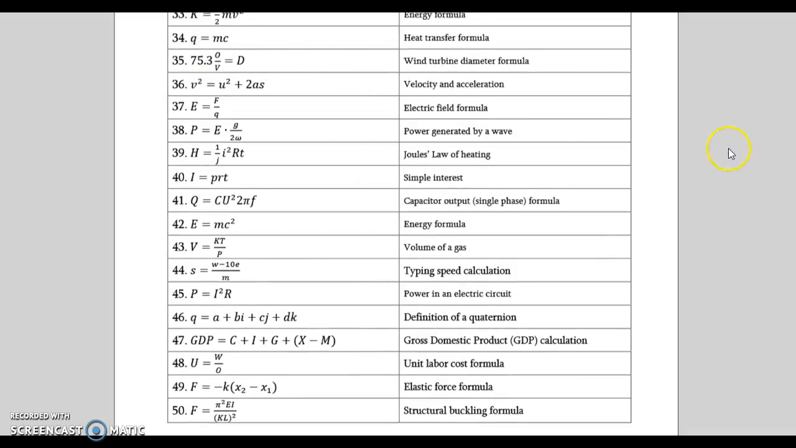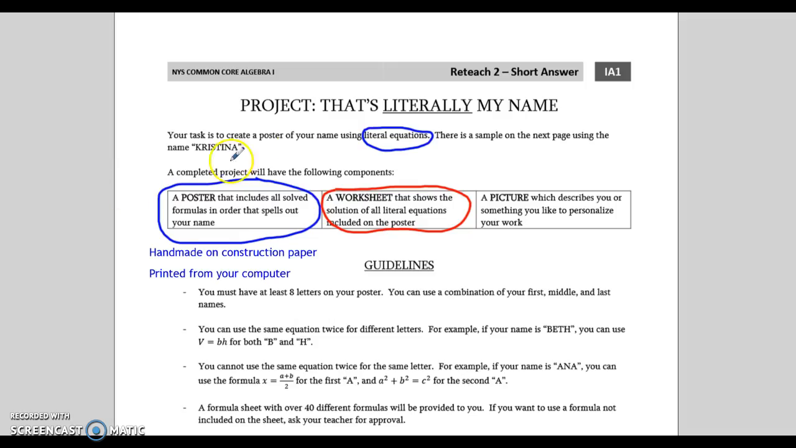So hopefully this will be helpful in creating the project. I made sure that there were at least 3 of every single letter, including letter E, which was missing a couple of times before. I added a few J's in there for students that have J's in their names. So hopefully this video was helpful. Again, this was a video helping you on the project, That's Literally My Name project.